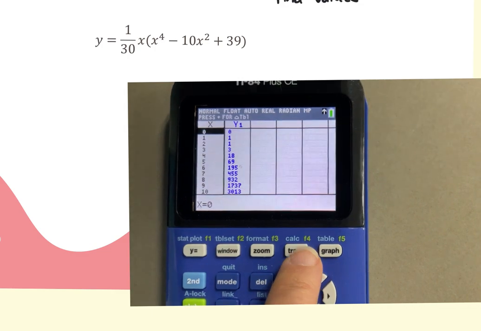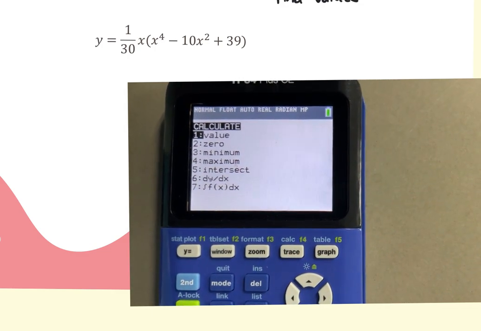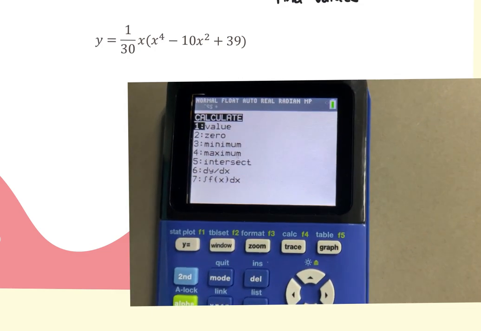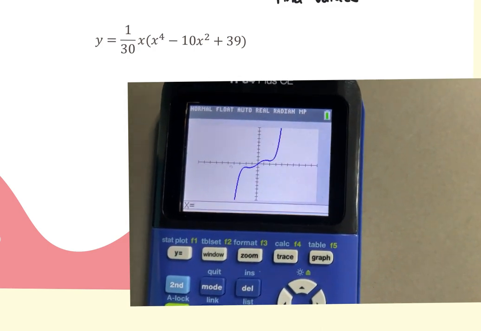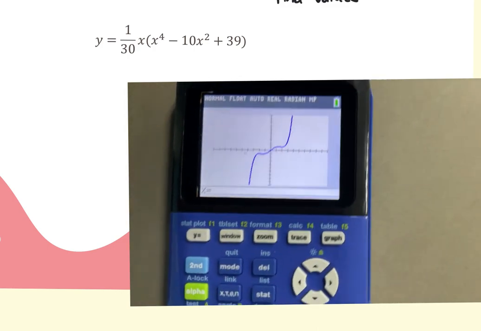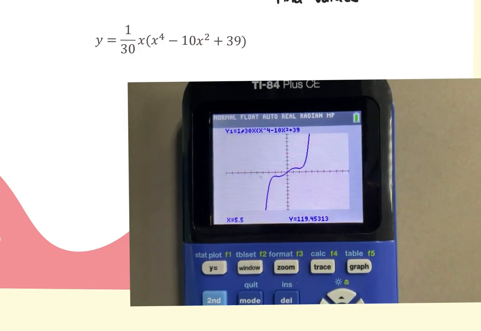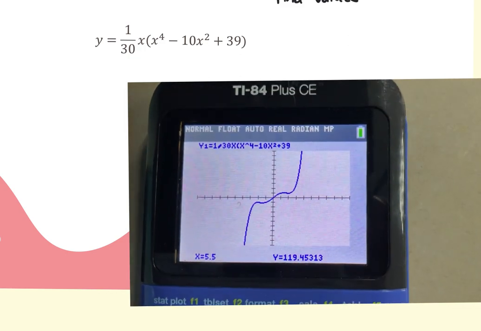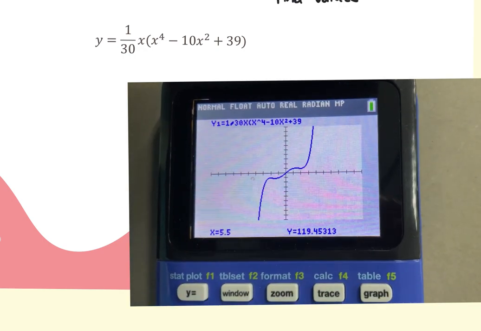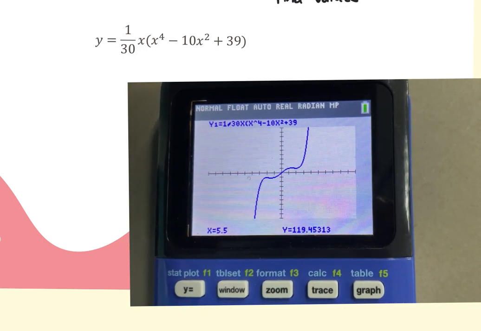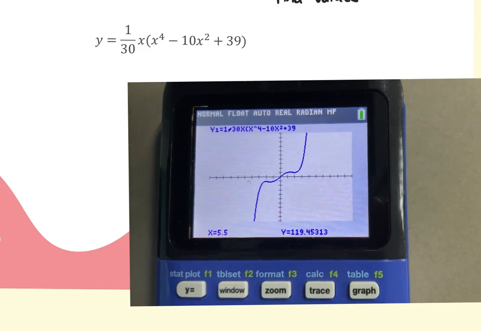Second, trace, go back to that calc menu and go to value, the very first one. And it's going to say, what do you want the x to be? And I'm going to make the x 5.5 because that's just what I said it is. And it's going to give me the point where x is 5.5, and notice the y there, 119 point, and we're going to round that to the nearest tenth. So 119.5. I'm going to do that again.